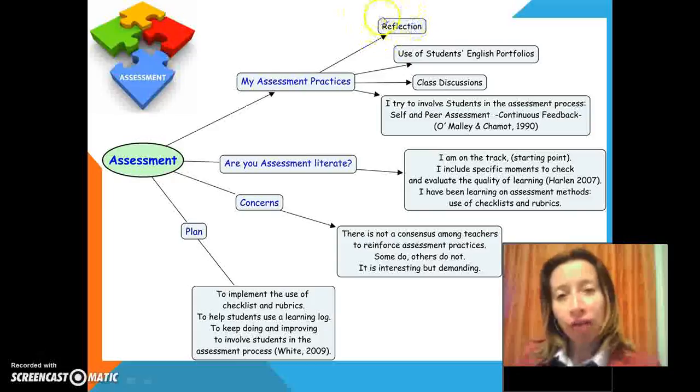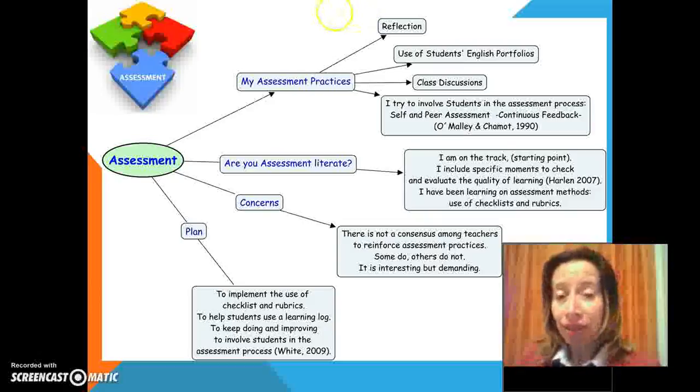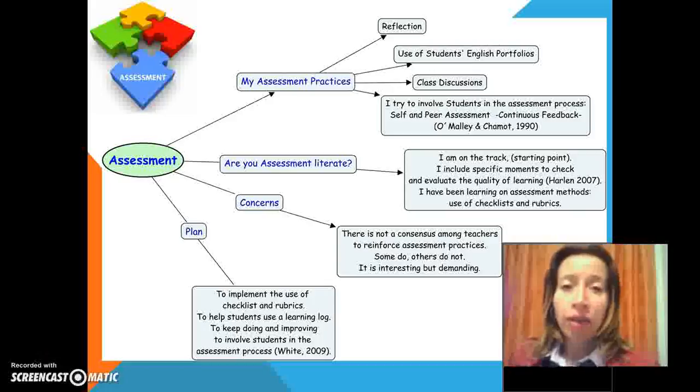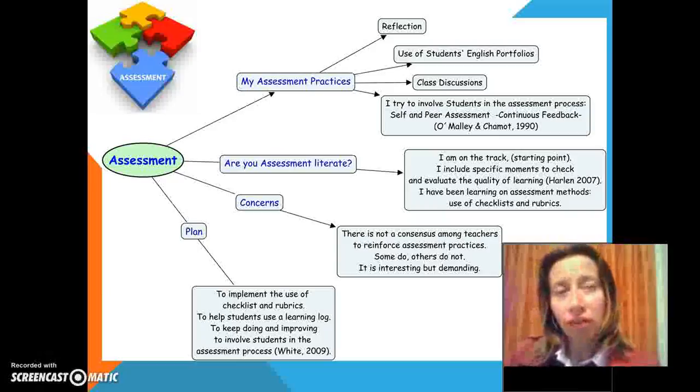I want to highlight this keyword, reflection. That's because in my case, I have a kind of habit. I used to reflect a lot on what I do right or wrong. For me, it's a useful process through which I go back and think about myself, and after that, I try to set a plan to improve.